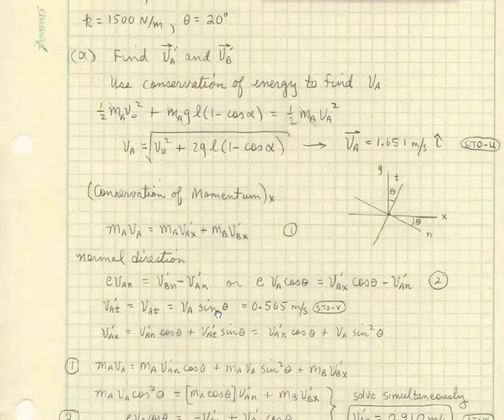We're going to look at the VA tangential prime because there's no forces along that slope direction. VA tangential prime and VA tangential are going to be the same. And VA tangential, if you look at VA being in this direction right here, then the tangential part is going to involve a sine theta. So we find that VA tangential is VA sine theta, which means VA tangential prime is also equal to VA sine theta. And plug your numbers in, you get 0.565 meters per second, and I'm going to store that number.